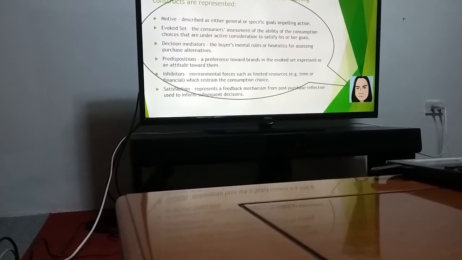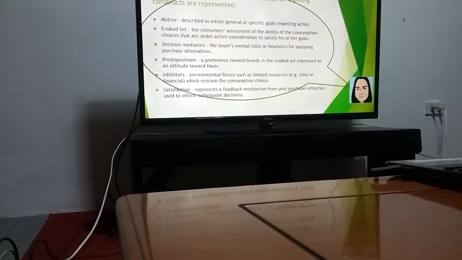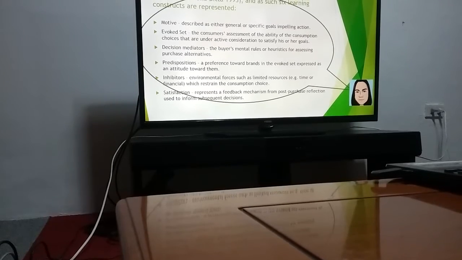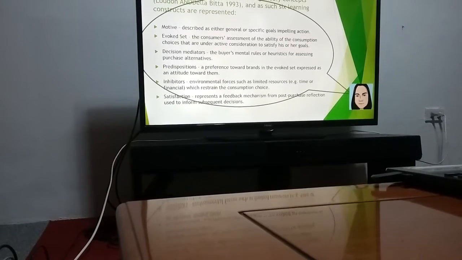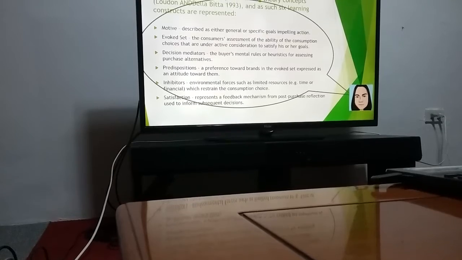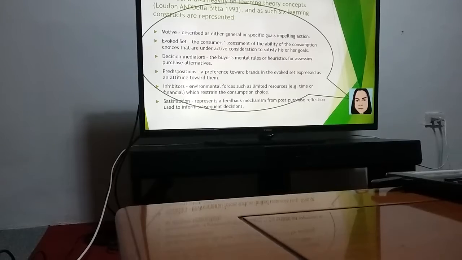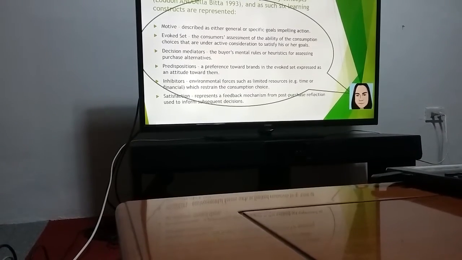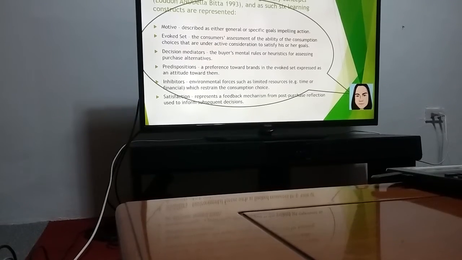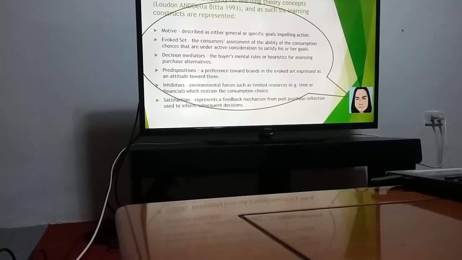So, those are inhibitors. And of course, satisfaction. It represents a feedback mechanism from post-purchase reflection used to inform subsequent decisions. So, 2,000 lang yung binigay sa'yo. So, ang mabibili lang niyan ay siguro Cherry Mobile. Pero, ang problema dyan, may mga feedback mechanism na hindi sila satisfied sa Cherry Mobile dahil after 2 weeks, sira na or hindi naman siya nakakapag-save ng madaming memory. Okay? So, I'm not saying for a fact that Cherry is not good. It's just an example. Okay?